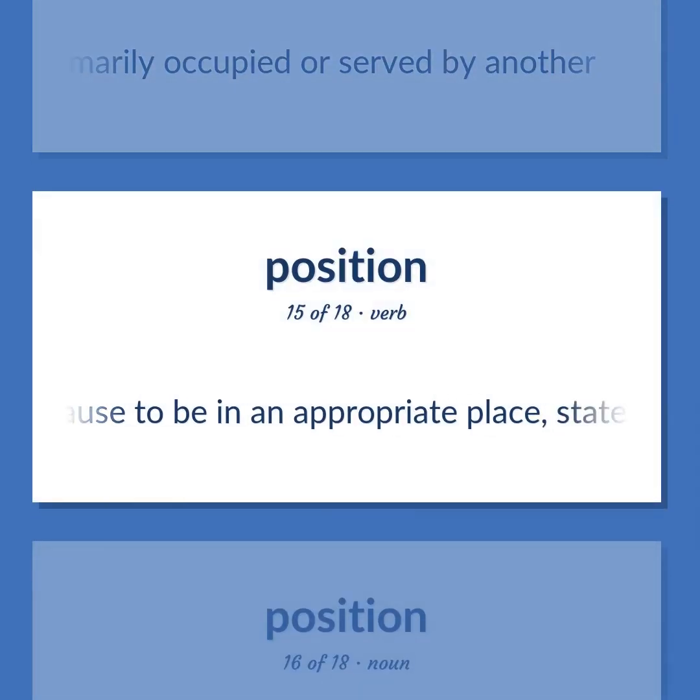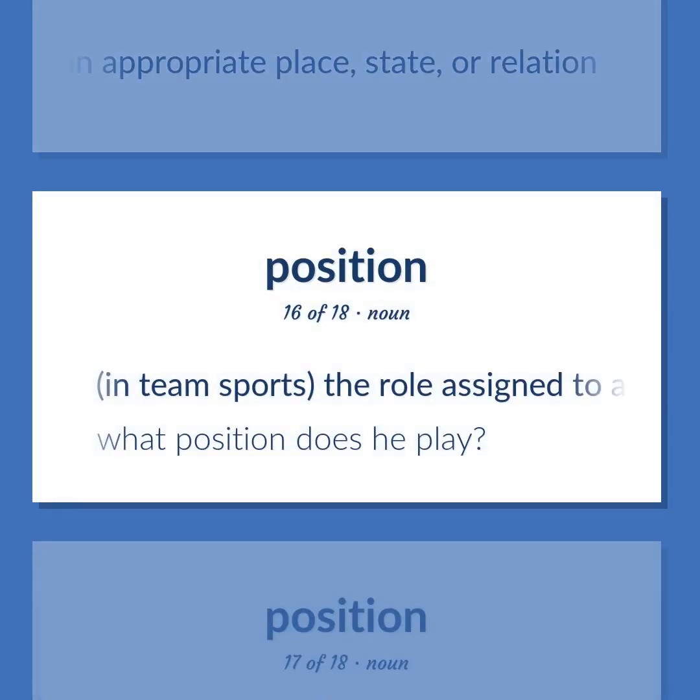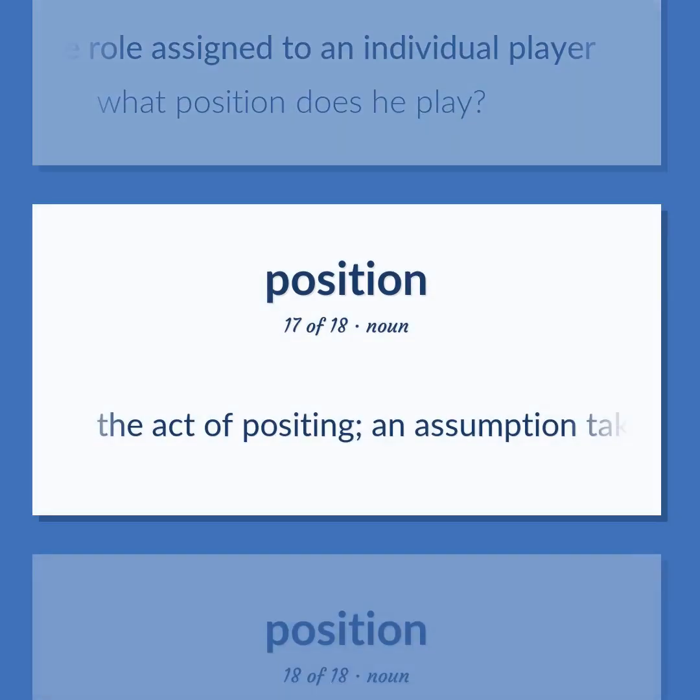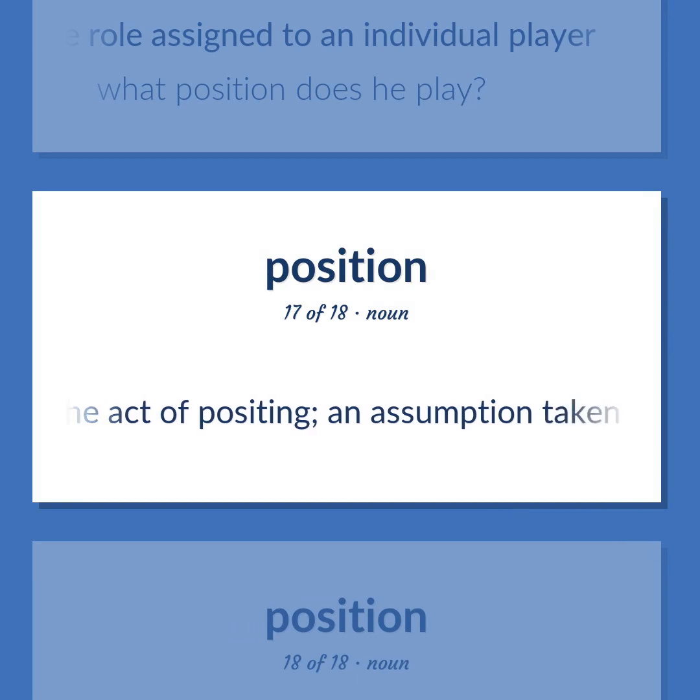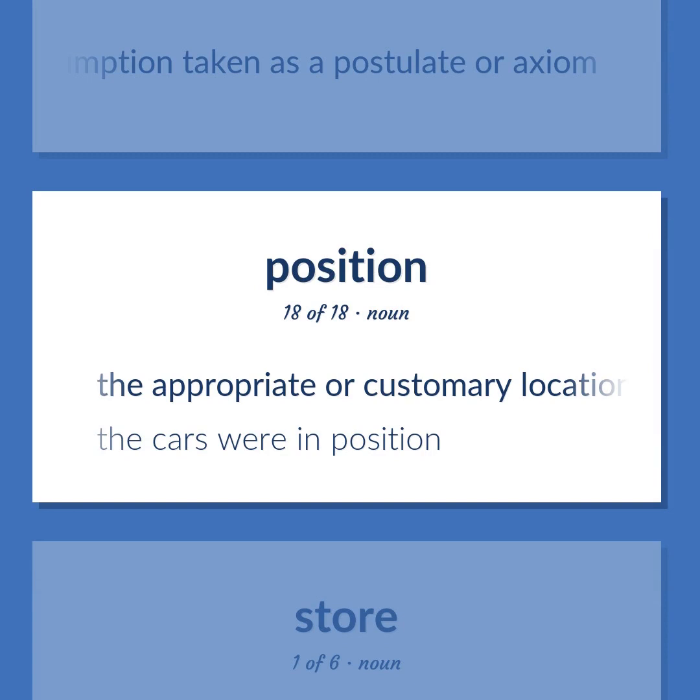Cause to be in an appropriate place, state, or relation. In team sports, the role assigned to an individual player. What position does he play? The act of positing, an assumption taken as a postulate or axiom. The appropriate or customary location. The cars were in position.